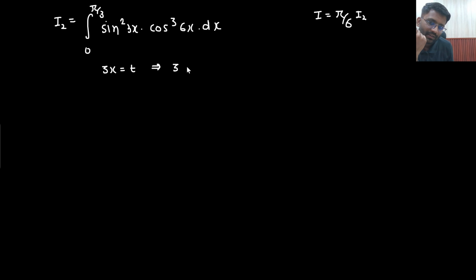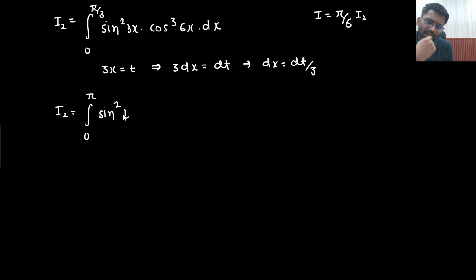So from here, 3 dx equals to dt. So dx is nothing but dt by 3. If x is 0, then t is 0. If x is pi by 3, then t is pi. So what is your I2? 0 to pi sine square t cos cube 2t dot dt by 3. So 1 by 3 I can take outside.